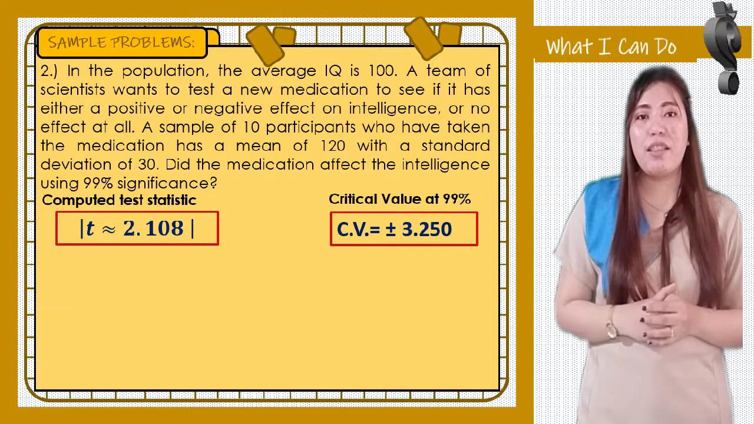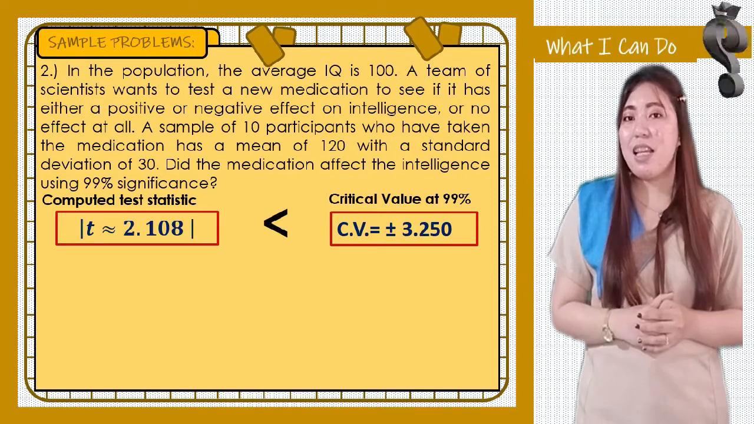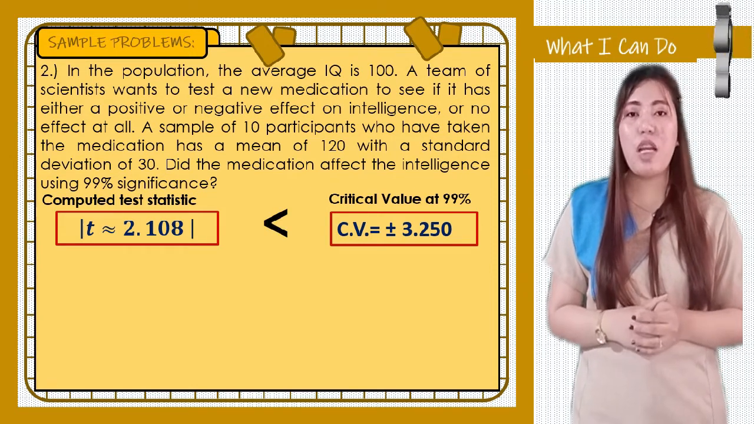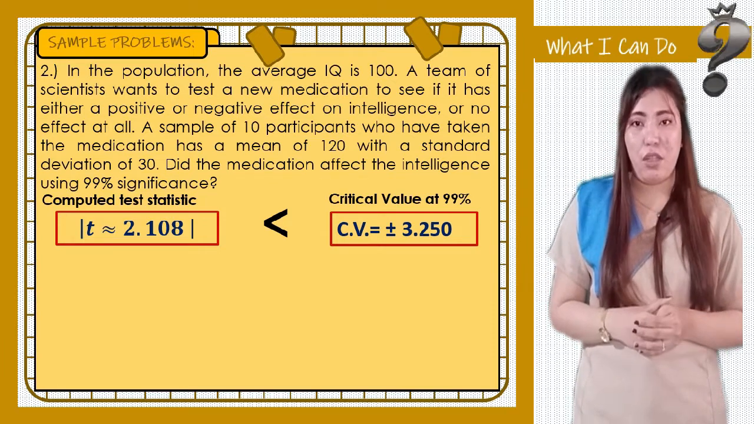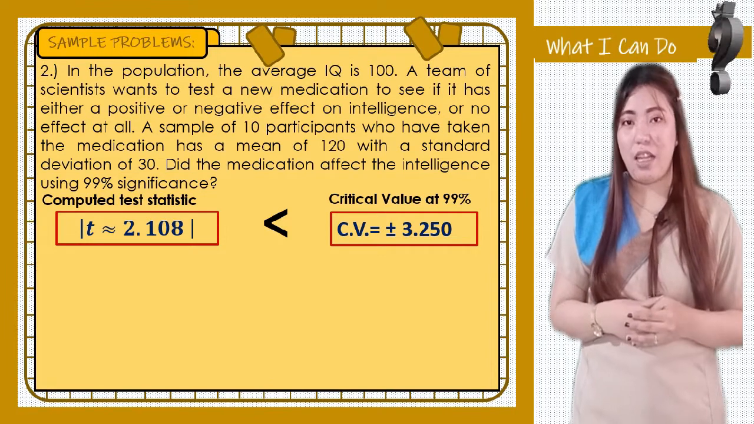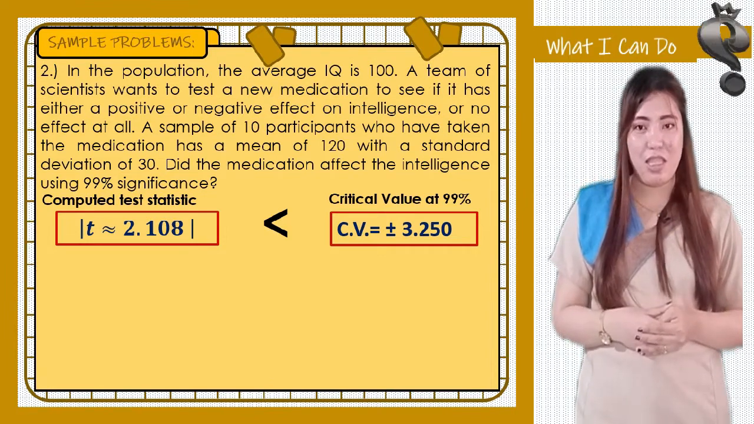Since the computed test statistic of 2.108 is less than the critical value of 3.250, what will be our decision? Is it to reject the null hypothesis or not to reject the null hypothesis?